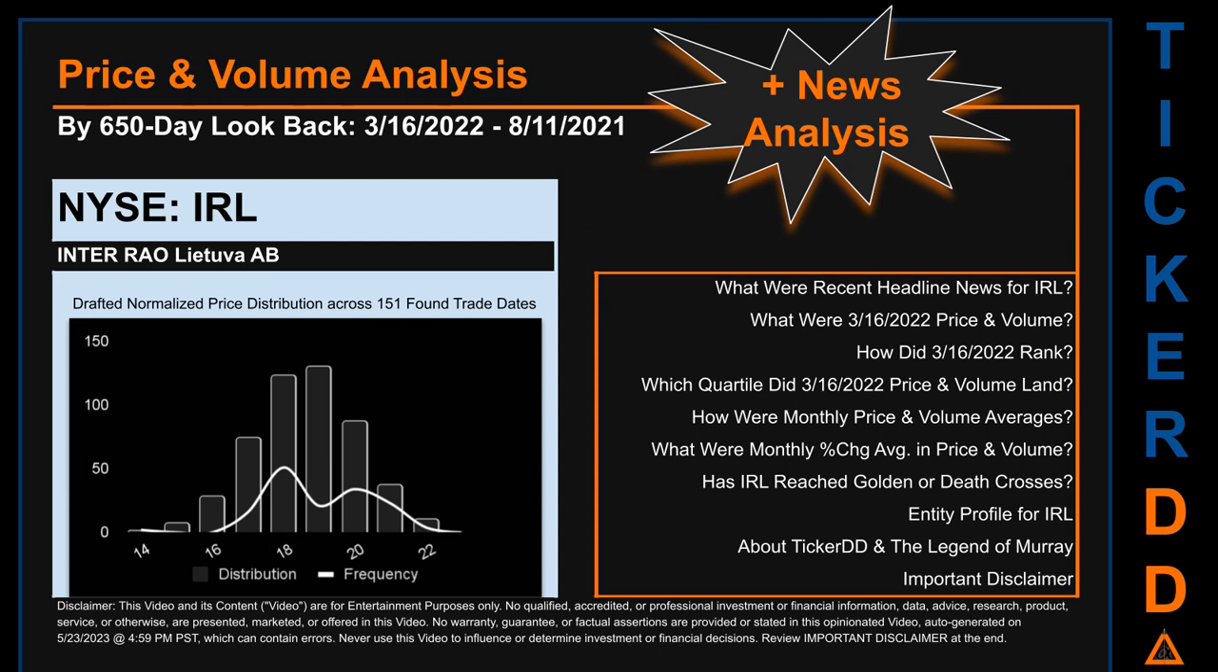Now that we have made our lawyers happy, capitalist brothers and sisters, let's get started. IRL went public on March 30, 1990, which was roughly 33 years and 2 months ago. Looking back 650 calendar days from Wednesday, March 16, 2022 to Wednesday, August 11, 2021, we found 151 applicable trade dates for use in our analysis.